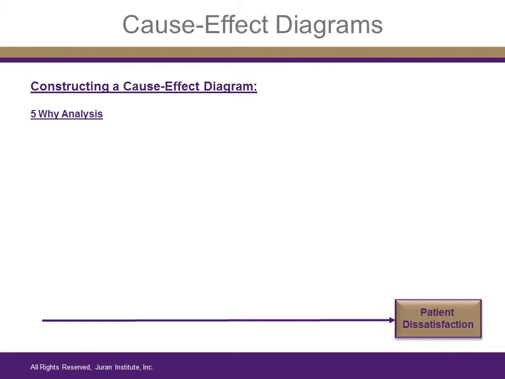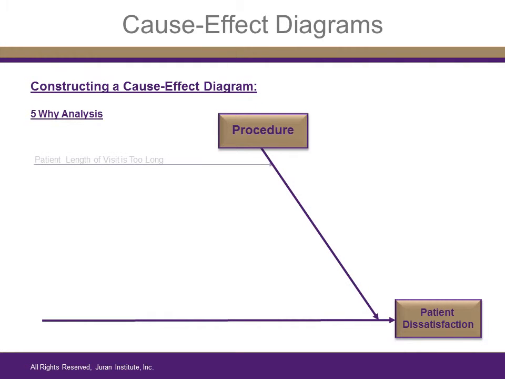Imagine that your project team is addressing the issue of patient dissatisfaction relative to doctor office visits. The team begins by asking the question, why are patients dissatisfied with doctor's office visits? One of the project team members mentions that they believe that extended total length of visit times are leading to dissatisfied patients. In this case, the procedures of patient flow appear to be the issue, so the procedure branch is used. The new cause, patient length of visit is too long, is indicated on the diagram with an arrow.